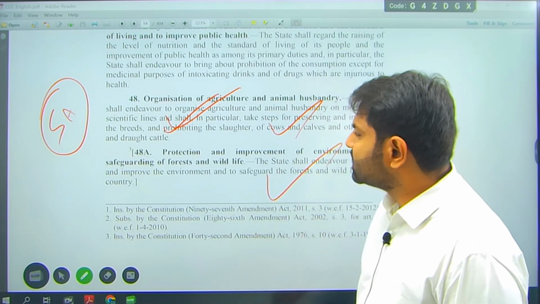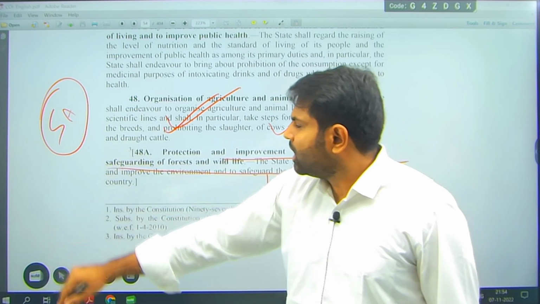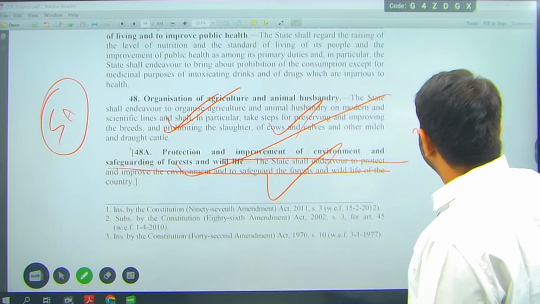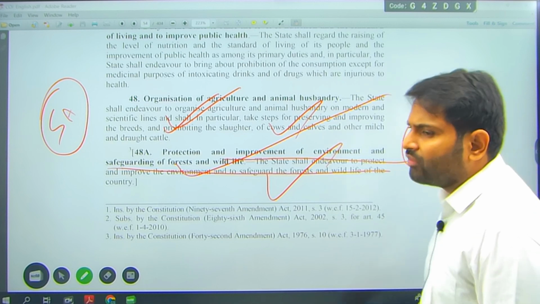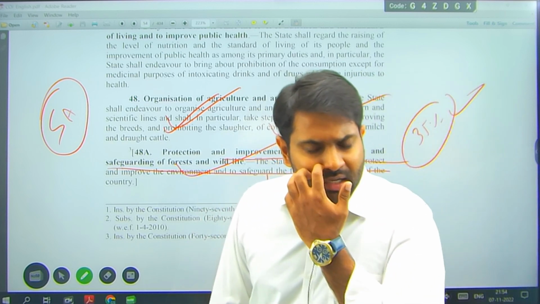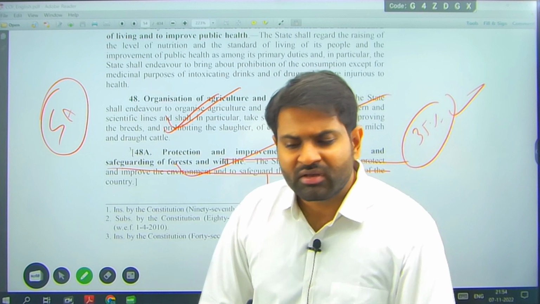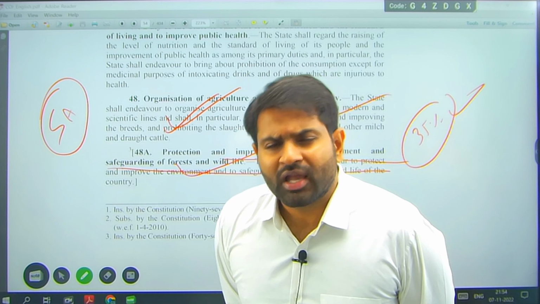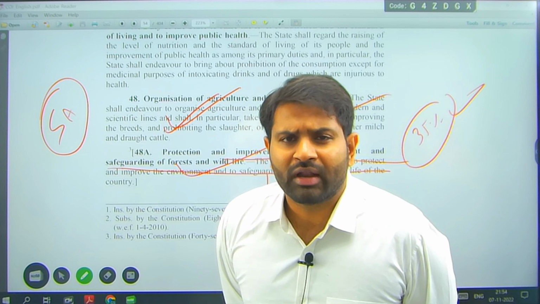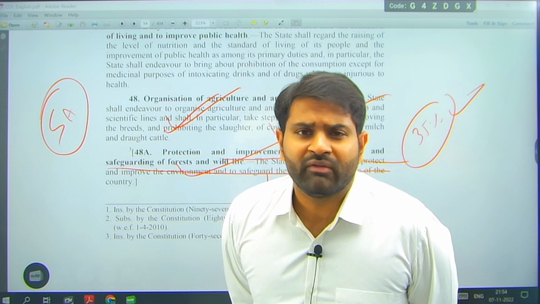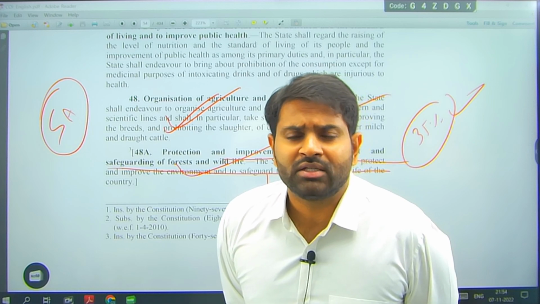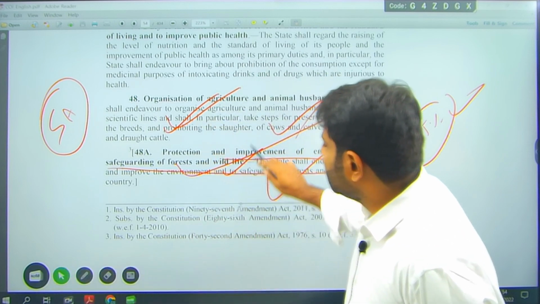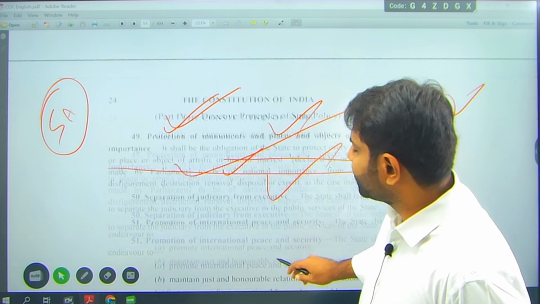Article 48A talks about protection and improvement of the environment and safeguarding forests. We are trying to have 35% forest cover in India, and similarly we brought the Environmental Protection Act 1986, air pollution prevention, water pollution prevention, land pollution prevention, radiation pollution prevention. Likewise, n number of laws are there to protect our environment, ecology and biodiversity. We are following all the international standards and norms to protect that. That is mentioned in Article 48A, which is important because it was brought by Indira Gandhi again.